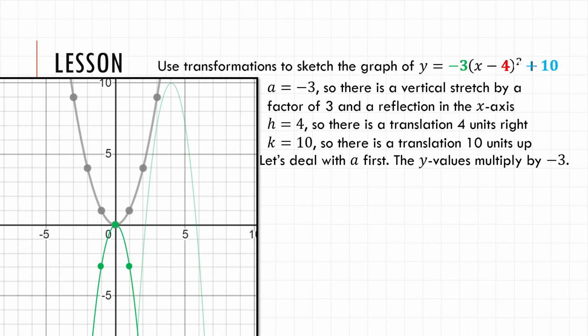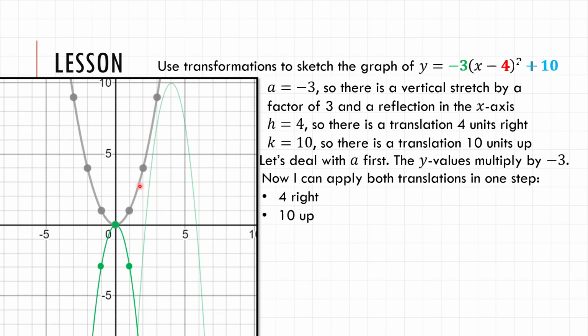Now what we can try to do is apply both the h and k values in one step. That means moving it 4 to the right and 10 straight up. And that right there is my quadratic already done being graphed.